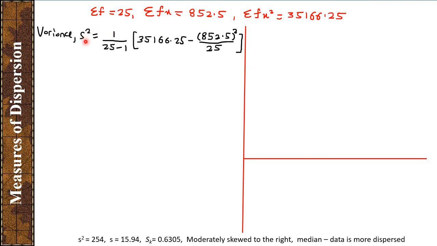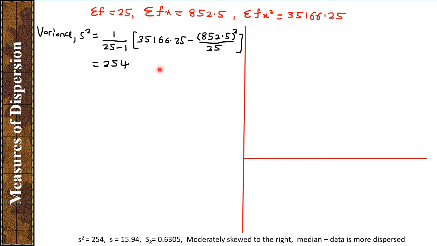So we put in the formula of variance, so 1 over n minus 1. So n is actually sum of f, which is 25. So 25 minus 1. And then inside here is sum of fx squared, which is 35,000, minus the square of sum of fx, which is 852, divided by 25, which is n. That is sum of f. So check your calculator.